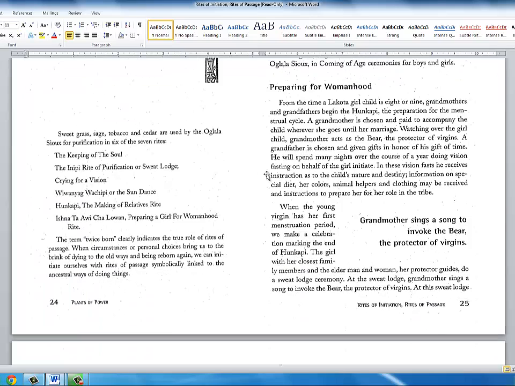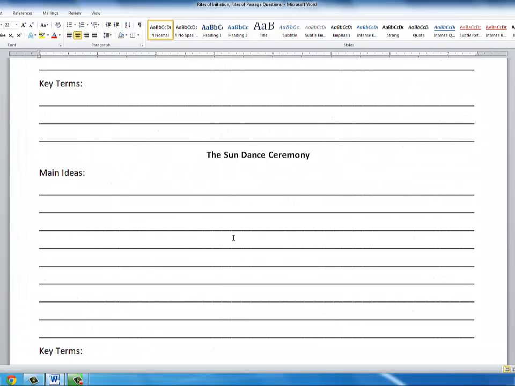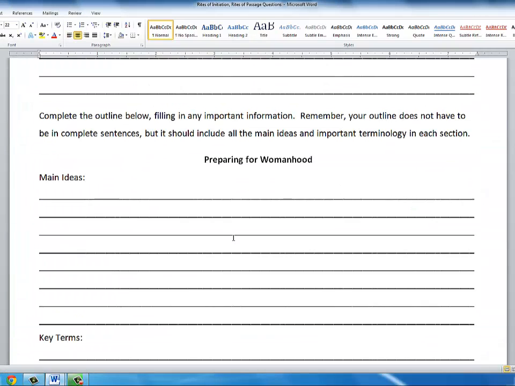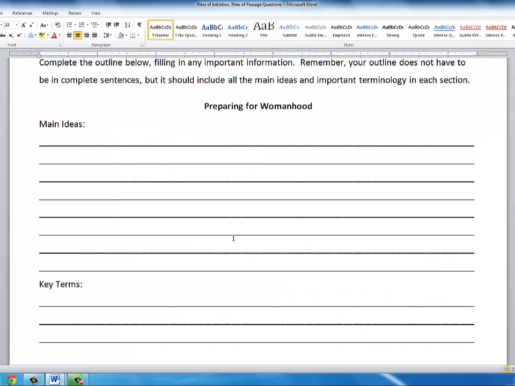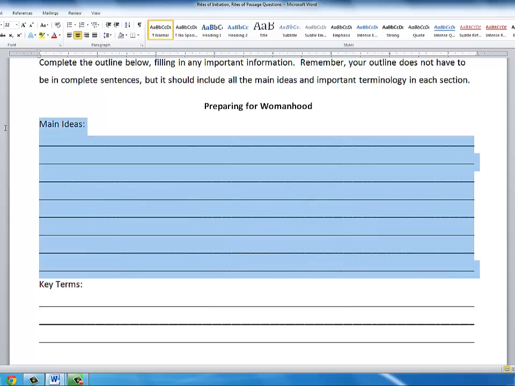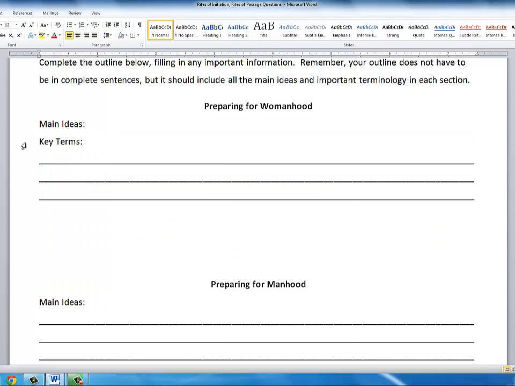Preparing for womanhood. So as we are reading this section, we're going to note the key ideas. You can see again on the worksheet that we're looking for main ideas and key terms. So let's begin with main ideas.